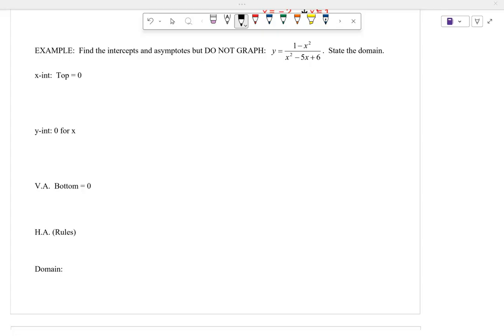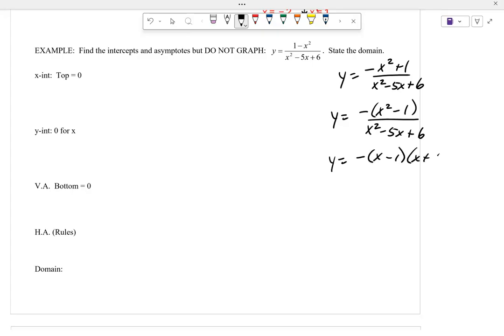All right, let's take a look at this next one here. We're going to find the intercepts and asymptotes, and state the domain. If I was doing this, I would go ahead and write this as -x² plus 1, writing that in standard form first. And then I would double check and make sure nothing cancels. So let me take a negative out of this, and let's go ahead and factor that.